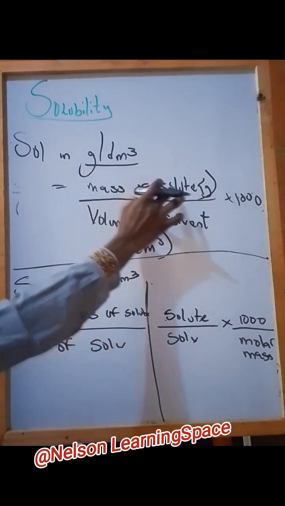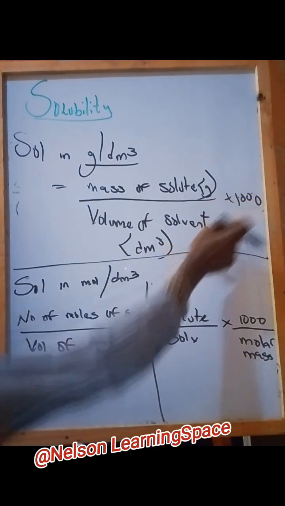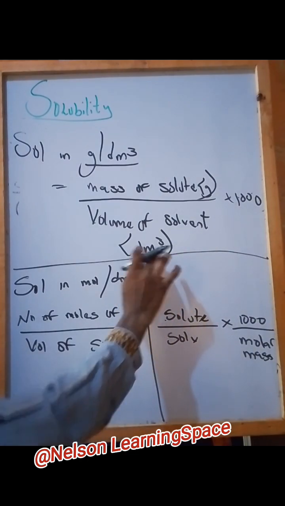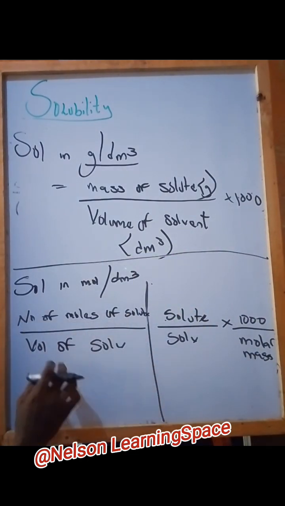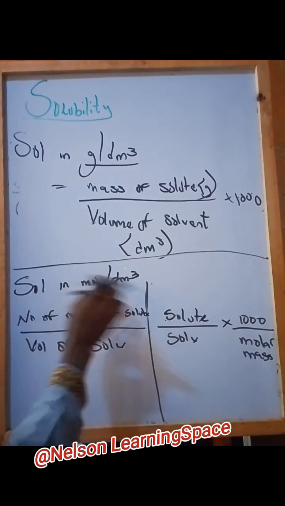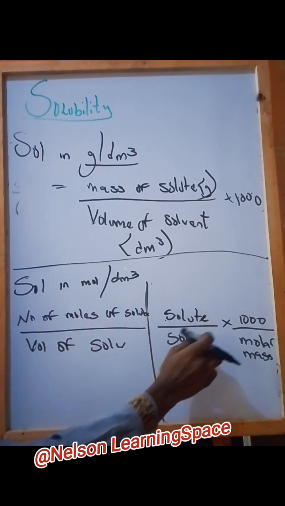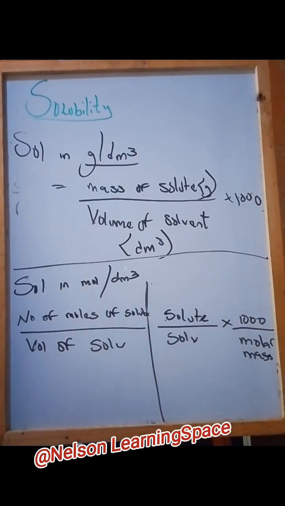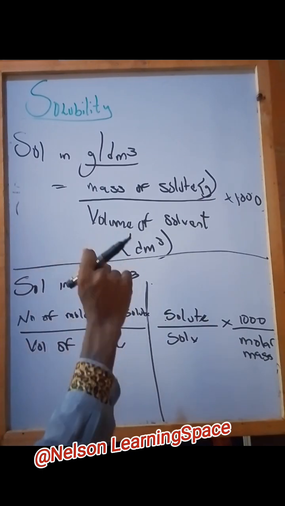The first one is what? Mass of solute over volume of solvent, multiplied by 1000 if the volume is not in dm cube. The second one is number of moles of solute over volume of solvent. And under this one still, it is solute over solvent multiplied by 1000 over molar mass. Now, if you have understood these formulas perfectly well, let's now move on to solving one or two questions, and then I'll give you something to try on your own.